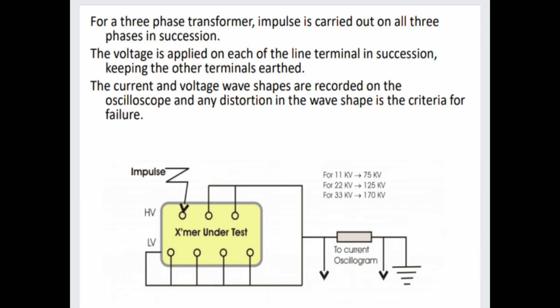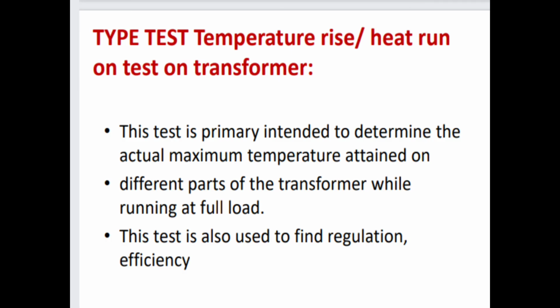For a three-phase transformer, the impulse test is carried out on all three phases in succession. The voltage is applied on each of the line terminals in succession, keeping the other terminals earthed. The current and voltage wave shapes are recorded on the oscilloscope, and any distortion in the wave shape is the criterion of failure. So, the impulse test is an important type test.